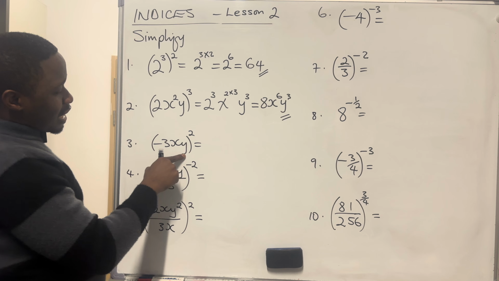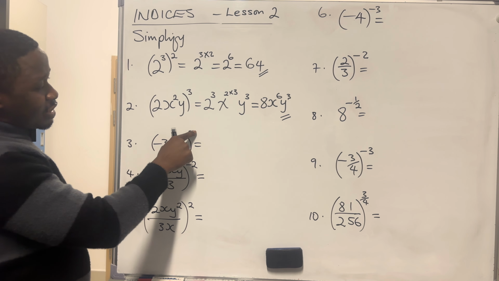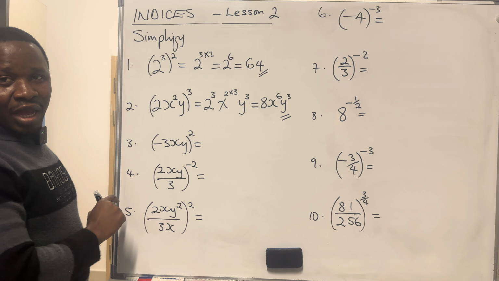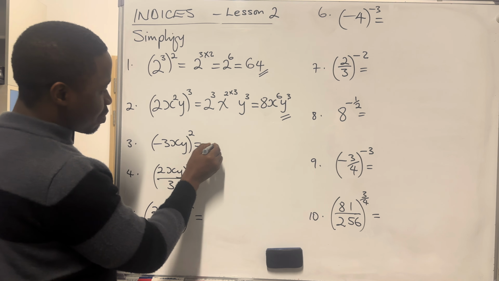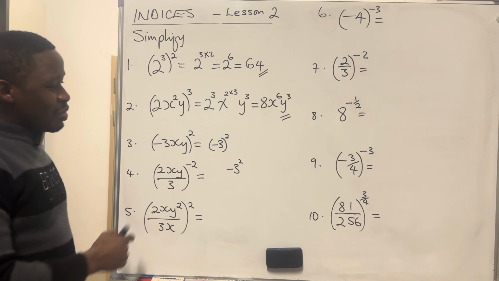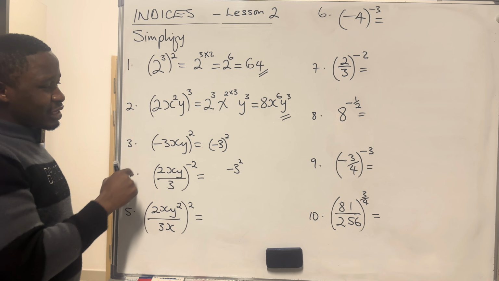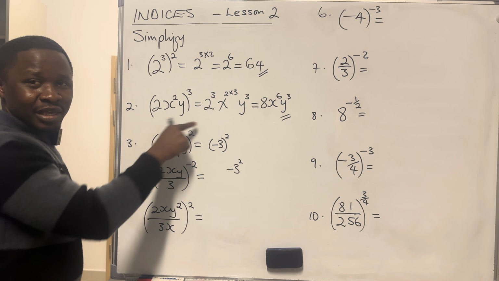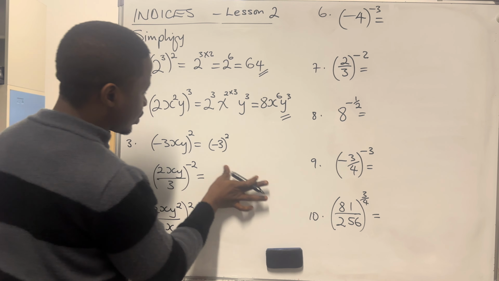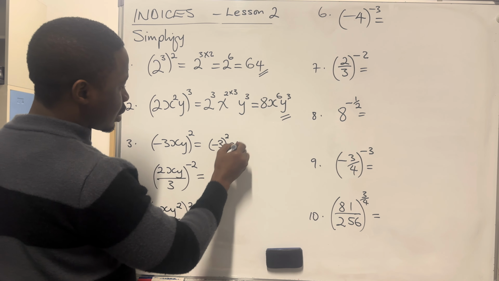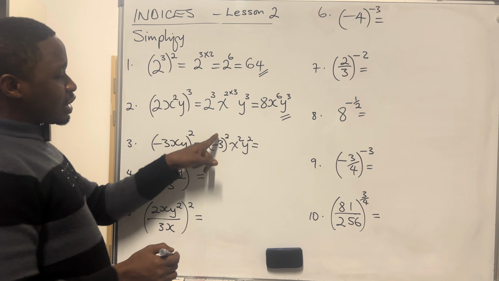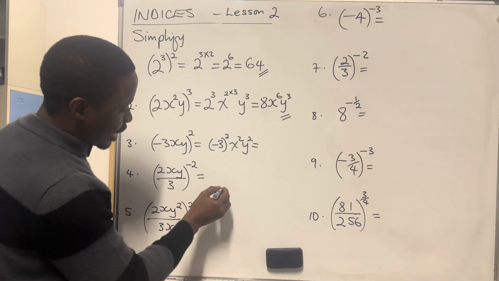This 2 is affecting everything inside. This 2 is affecting minus 3. This 2 is affecting x. This 2 is affecting y. So if this 2 affects minus 3, we say minus 3 squared. If you write it this way, it is wrong because the minus is also in the bracket. So the 2 is not only affecting 3xy, it also affects the minus. So the minus has to be included. So this 2 affects x. It also affects y. So minus 3 squared.